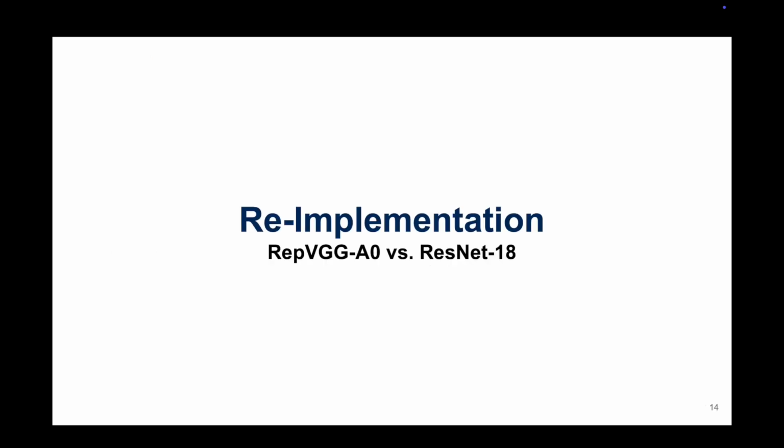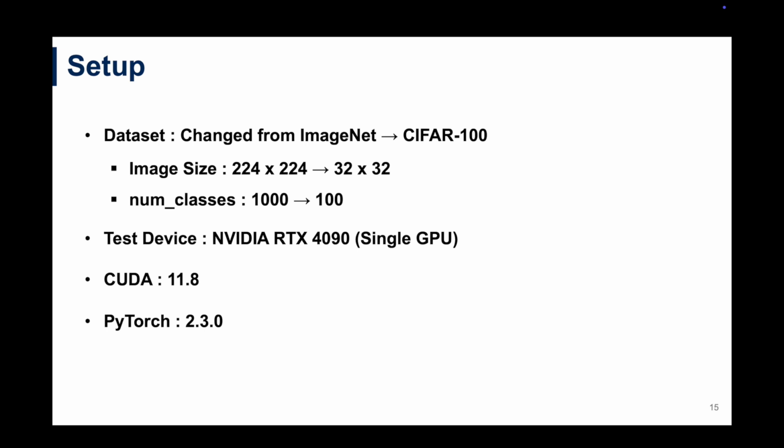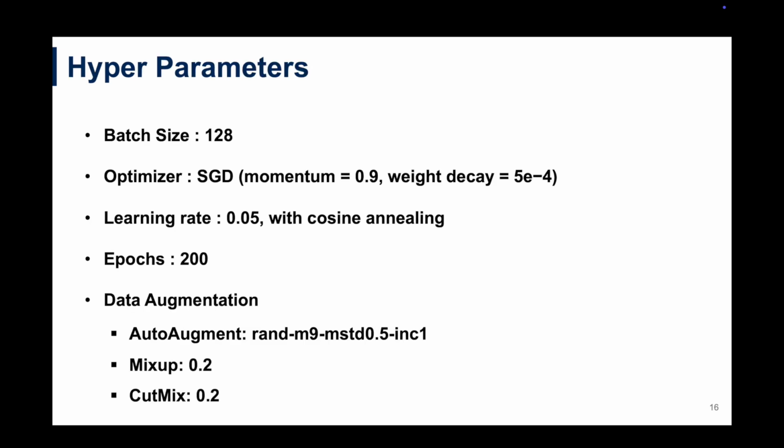Based on these results, we actually re-implemented RepVGG A0 and compared it with ResNet-18. We initially tried to train on ImageNet, but due to slow training caused by an I/O bottleneck, we switched to CIFAR-100, which has lower resolution and fewer classes. The image size was reduced from 224 to 32 pixels, and the number of classes from 1000 to 100. Both models were trained for 200 epochs using aggressive augmentation, auto-augment, mix-up, and cutmix since the dataset was significantly smaller. We used identical settings for both models to ensure a fair comparison.